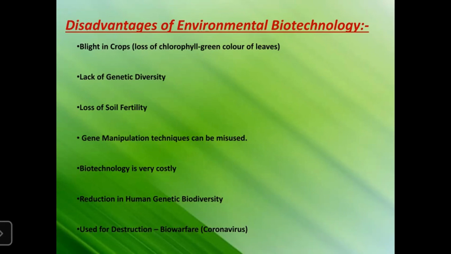Number four is that gene manipulation techniques can be misused. Yes, the knowledge that can be used to enhance animals, humans, and plants has led to humans using such methods more frequently out of greed. The use of biotechnology to make children better with the parents' preferred phenotype has become common, even if they are not at risk of developing any underlying diseases. This has led to the banning of designer babies in countries such as the United Kingdom. Number five is biotechnologies are also very costly. Number six is reduction in human genetic biodiversity. And number seven is use for destruction, for example, coronavirus.